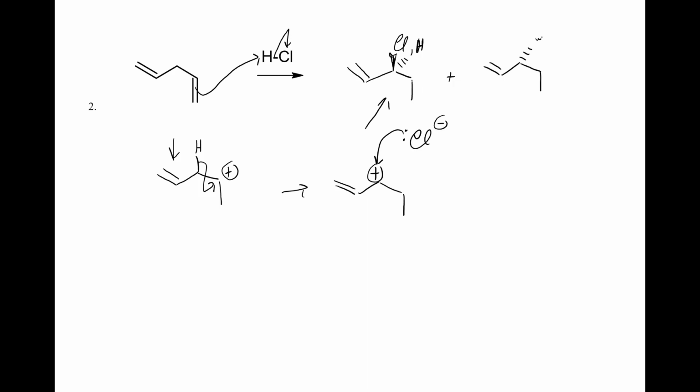So now the chlorine is going away, and for no other reason that we'd expect, the attack to occur equally on both the top and the bottom of the carbocation. I'd expect these to be involved in a racemic mixture, that is a 50-50 mixture.